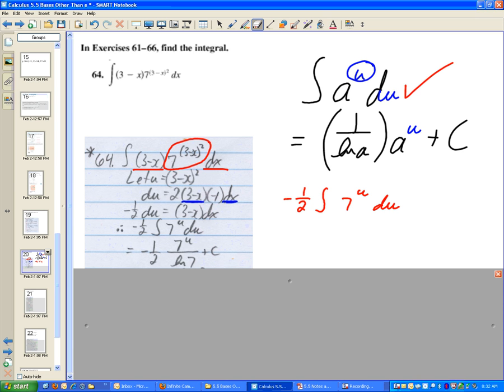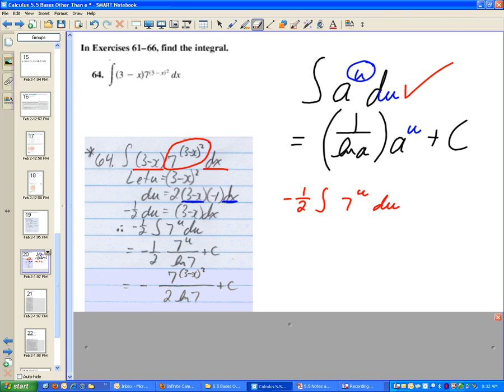And the only thing left to do, well, we need to multiply the negative 1/2 times that. And then we need to change the u into 3 minus x quantity squared, don't we? So let's do those two things. So that'd be negative. And then let's look at the denominator first. 2 times the natural log of 7 is just 2 times the natural log of 7. And then in the numerator, 7 to the u, but instead of u, put 3 minus x quantity squared. And don't forget, plus c.